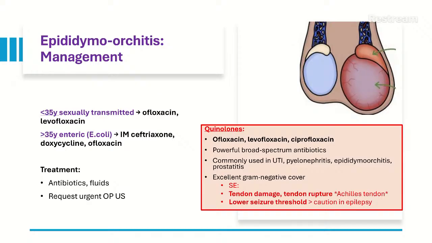Side effects of quinolones seem to come up a lot in exams. So tendon damage and tendon rupture, especially the Achilles tendon, is one of the side effects. So if anyone's got a history of these tendon issues, we tend to avoid it. And also caution in epilepsy, because it does lower the seizure threshold. So those are things to be aware of when you're thinking about quinolones and when they come up in MCQs.